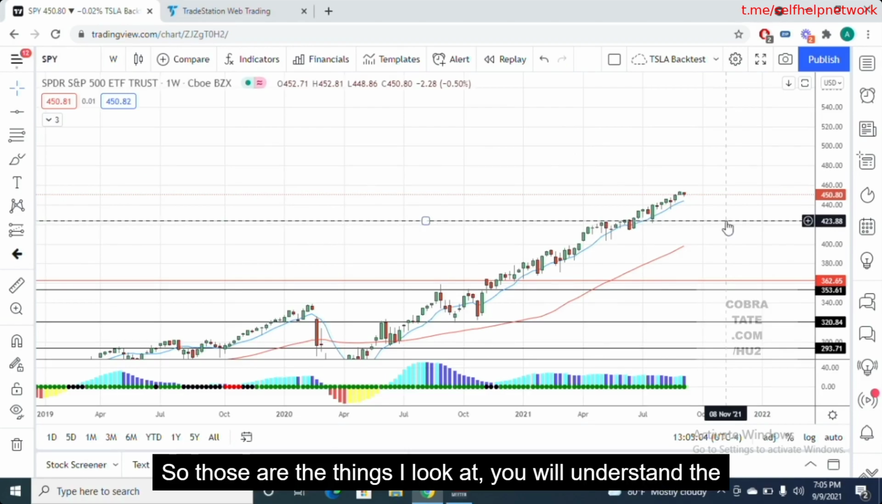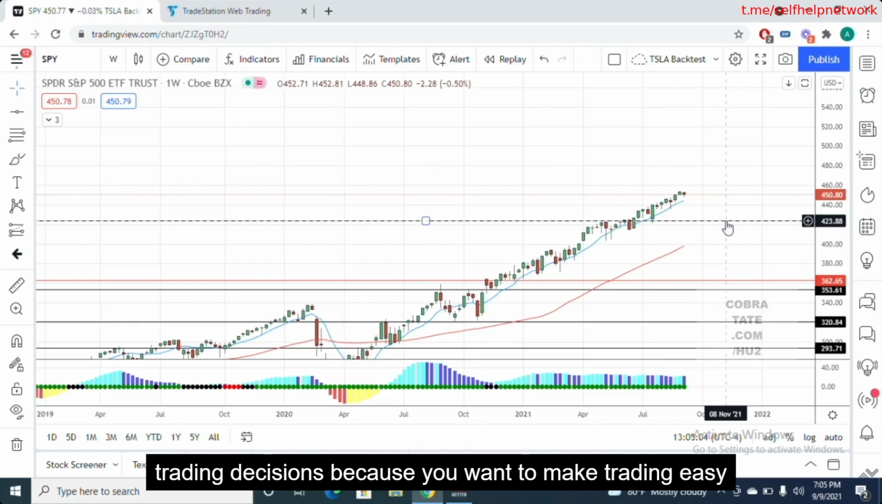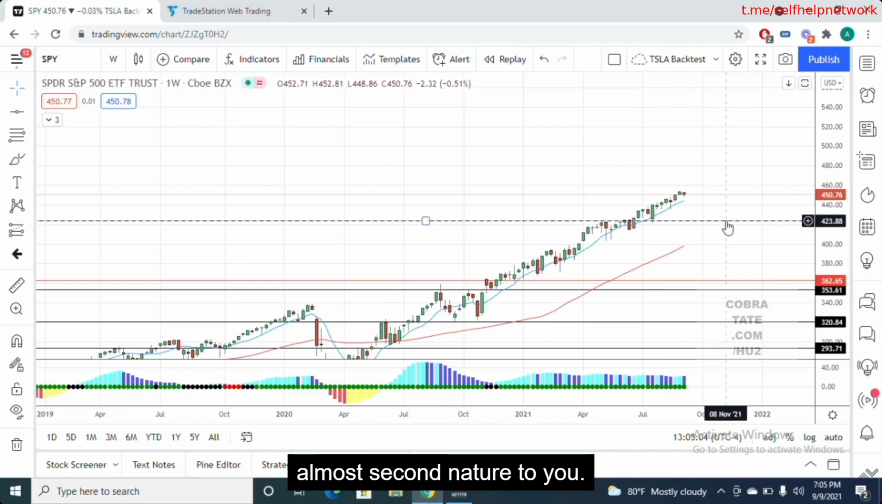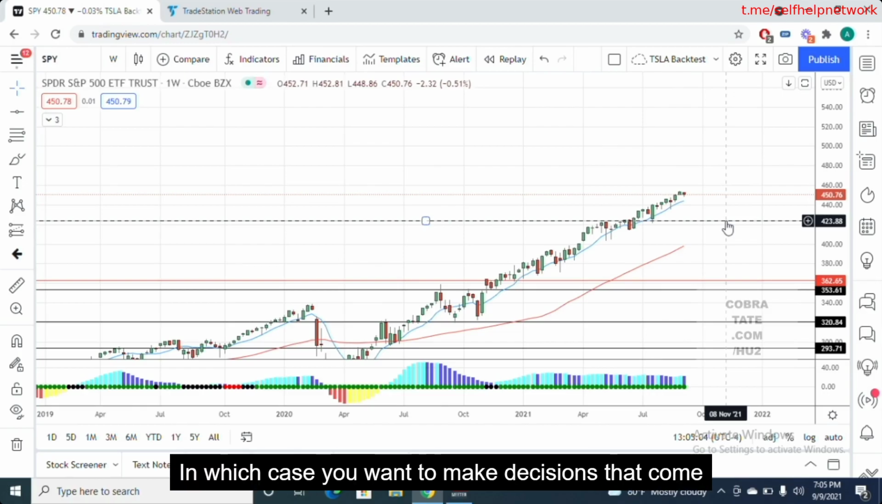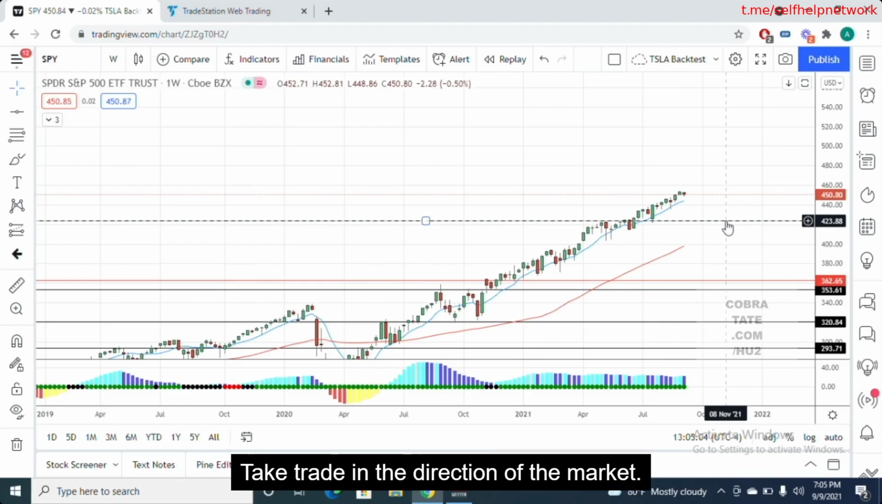So those are the things I look at. You will understand the market environment is very important in our day-to-day trading decisions because you want to make trading easy, almost second nature to you. In which case, you want to make decisions that come naturally. Take trades in the direction of the market. Don't try to fight the market. It is usually stronger than you. Over the long run, it will hurt you.